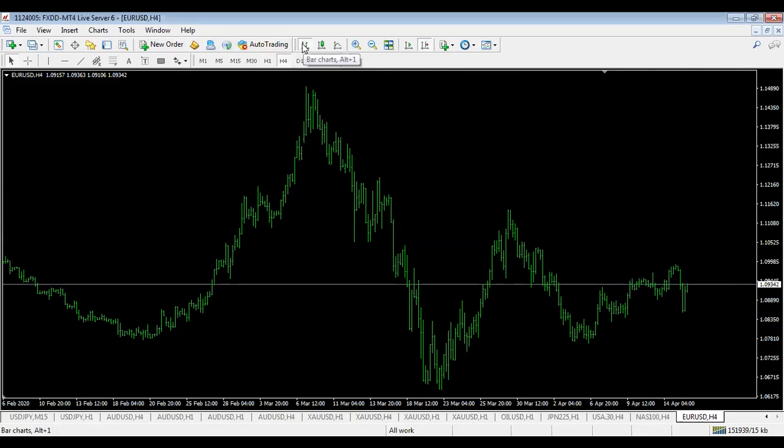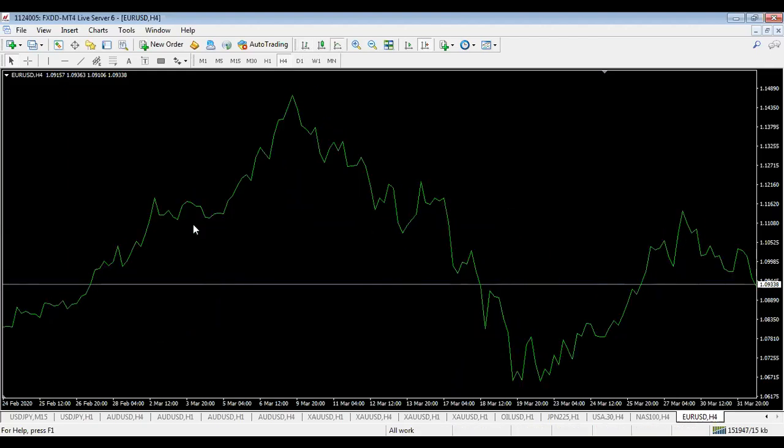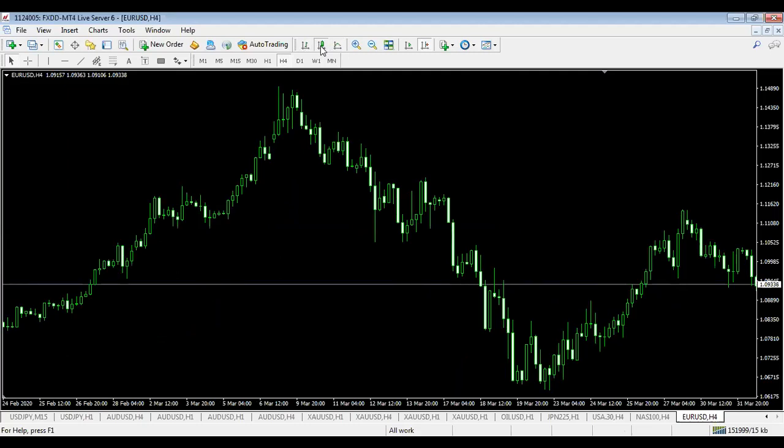Here is the bar chart. As we see, if we push here, it's like bars, the bar chart. This, the candlestick. You see the difference? It becomes a candlestick, not a bar chart. Or a line chart, which is like a line here. Let's say 90% of traders use the candlestick, and I use the candlestick.